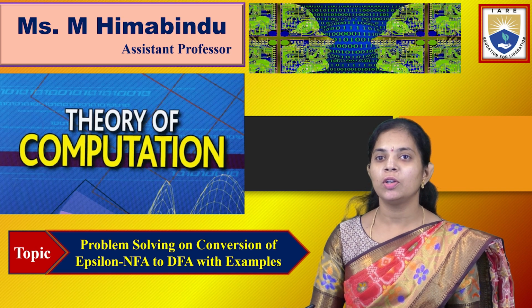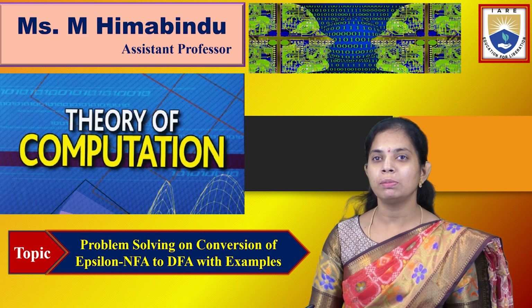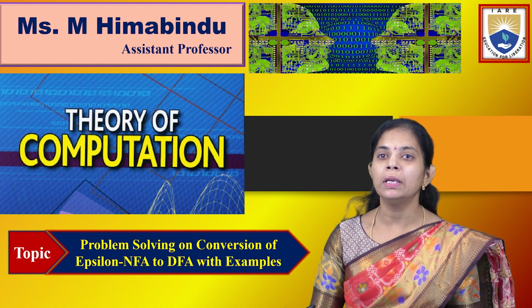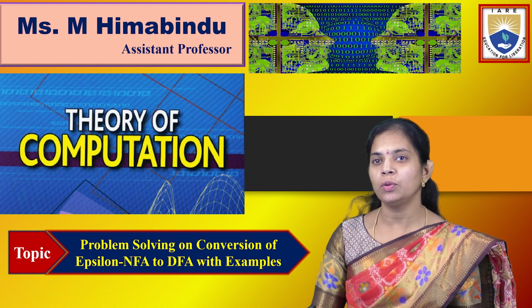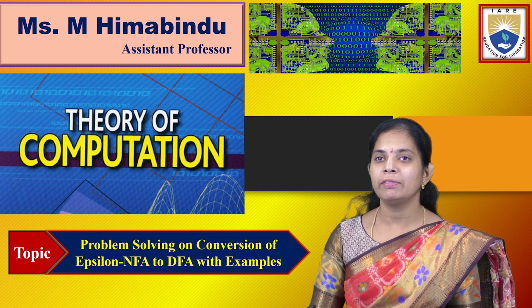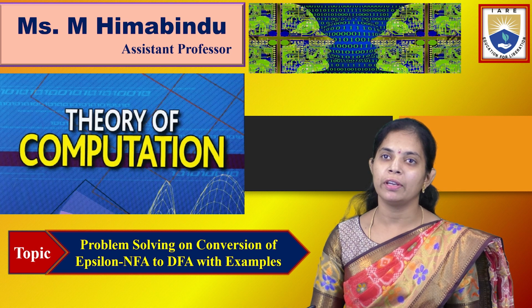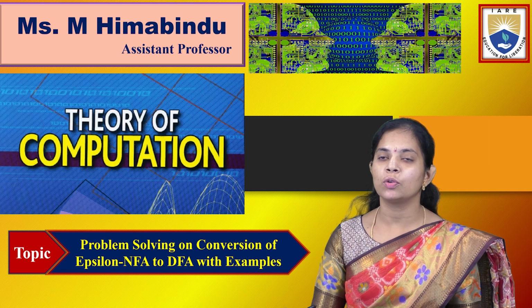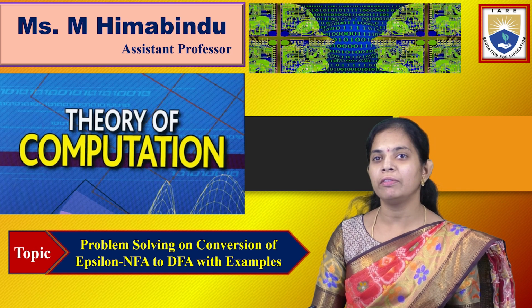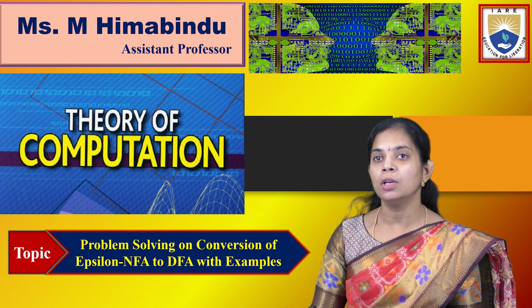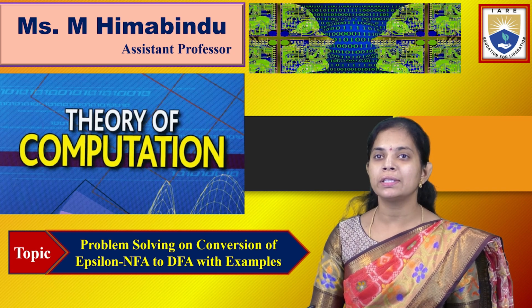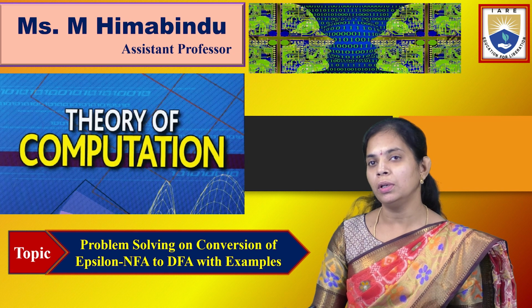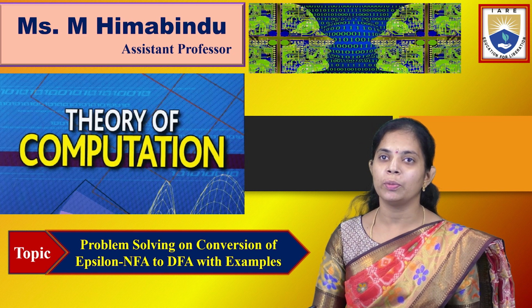So today in this video I would like to explain the problems on conversion from NFA, Epsilon NFA to DFA. Previously we discussed the conversion from NFA to DFA, and now we have the epsilon moves in the NFA, that is, a non-deterministic finite automata which has epsilon moves. We will see how to convert this epsilon NFA to a deterministic finite automata.